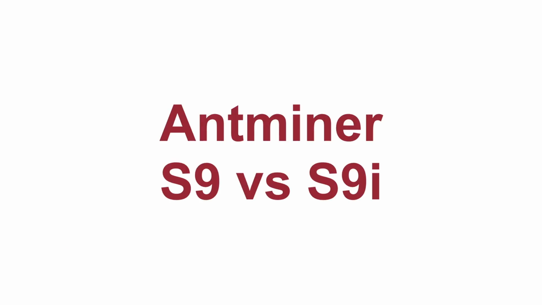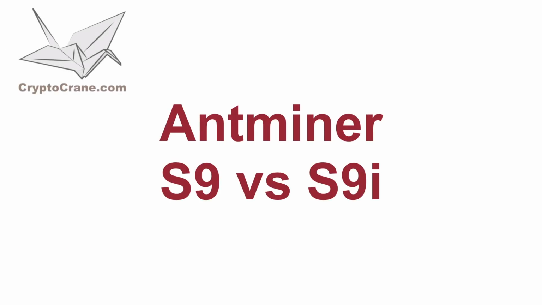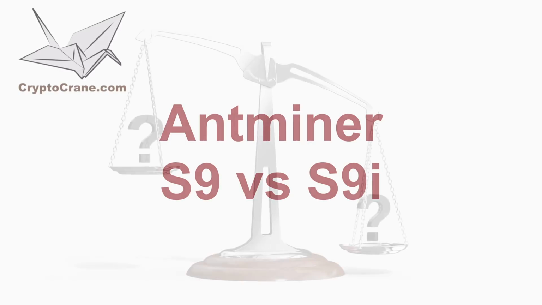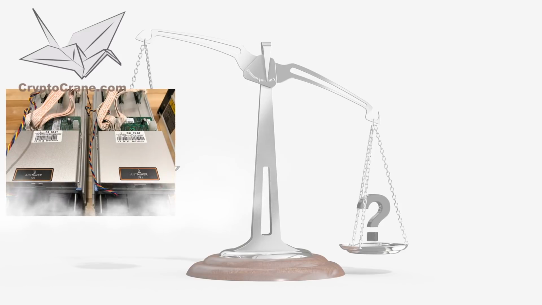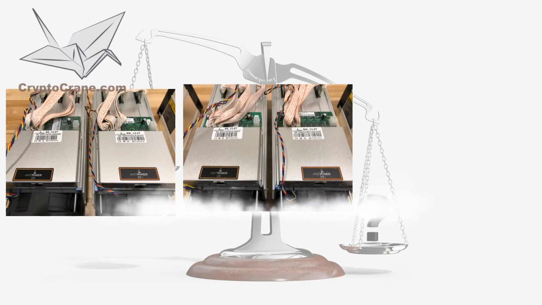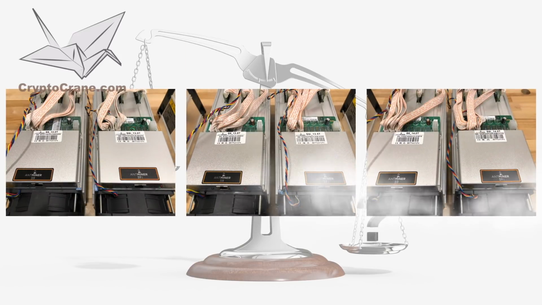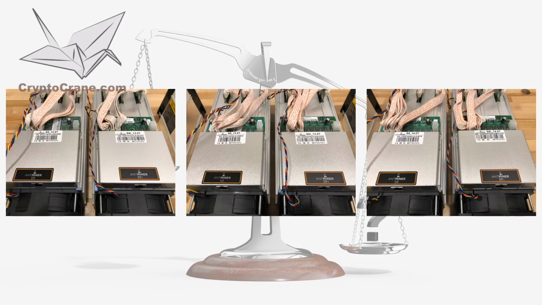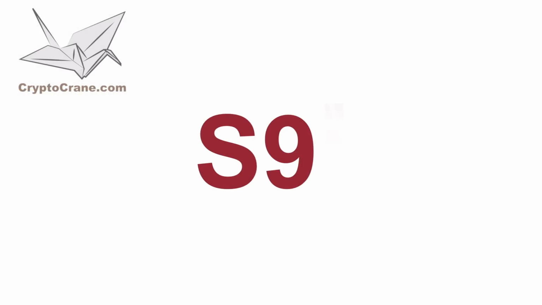This video is a straightforward compare and contrast investigation between the Antminer S9 series and the newly released S9i series. We'll put the 13 terahash per second, 13.5 terahash per second, and 14 terahash per second models from each series through a head-to-head evaluation to determine just how different the new line is from the previous one. Let's go!